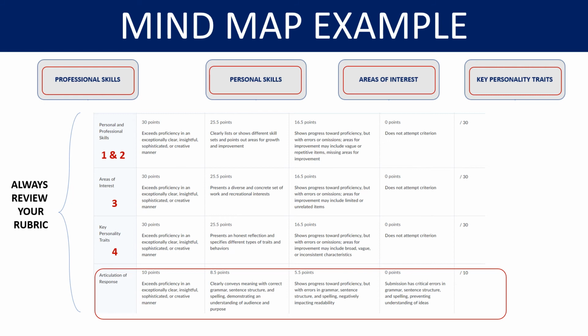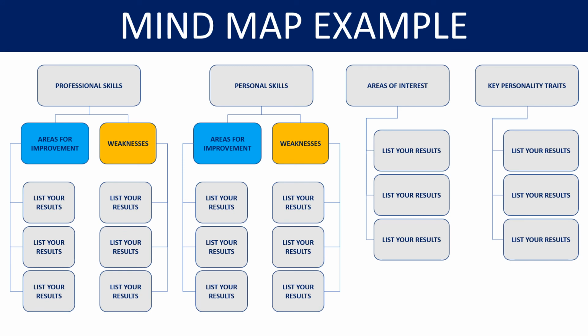So as you're looking at this, you want to separate professional and personal skills and then start to build out what those weaknesses are as well as those areas of improvement. From there, you'll continue to map out the results that you were able to get from your OA2 assessment. And what does that look like? It will look similar to this.